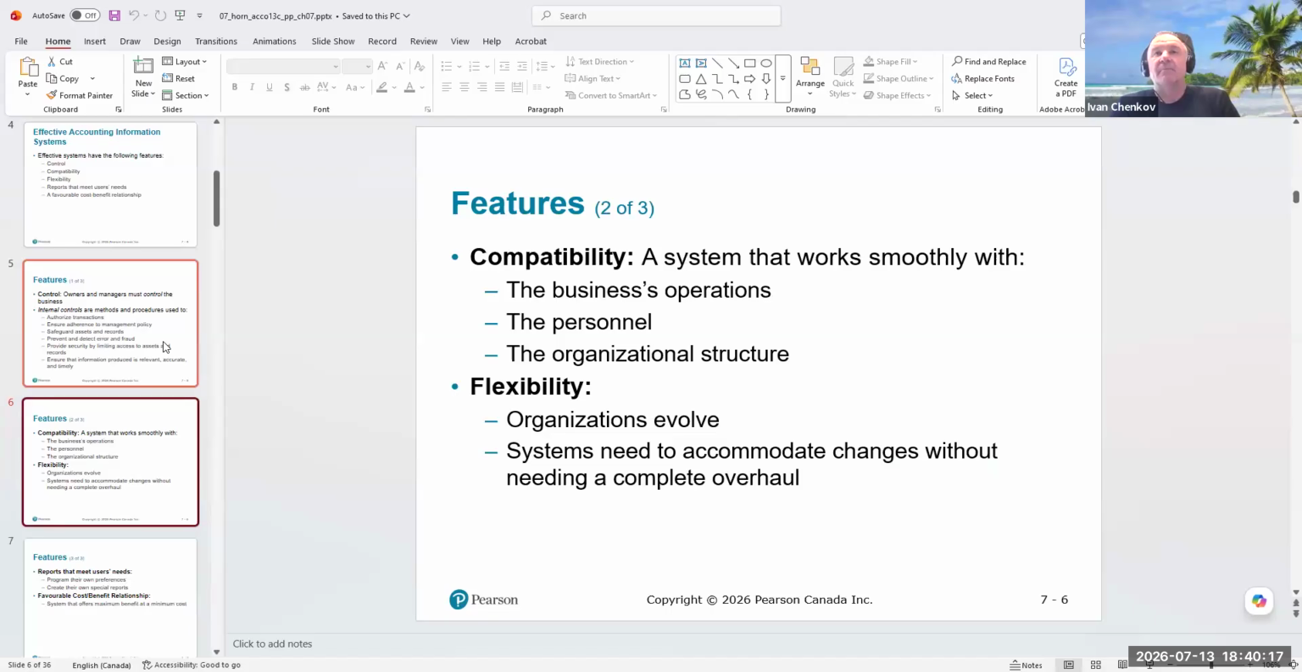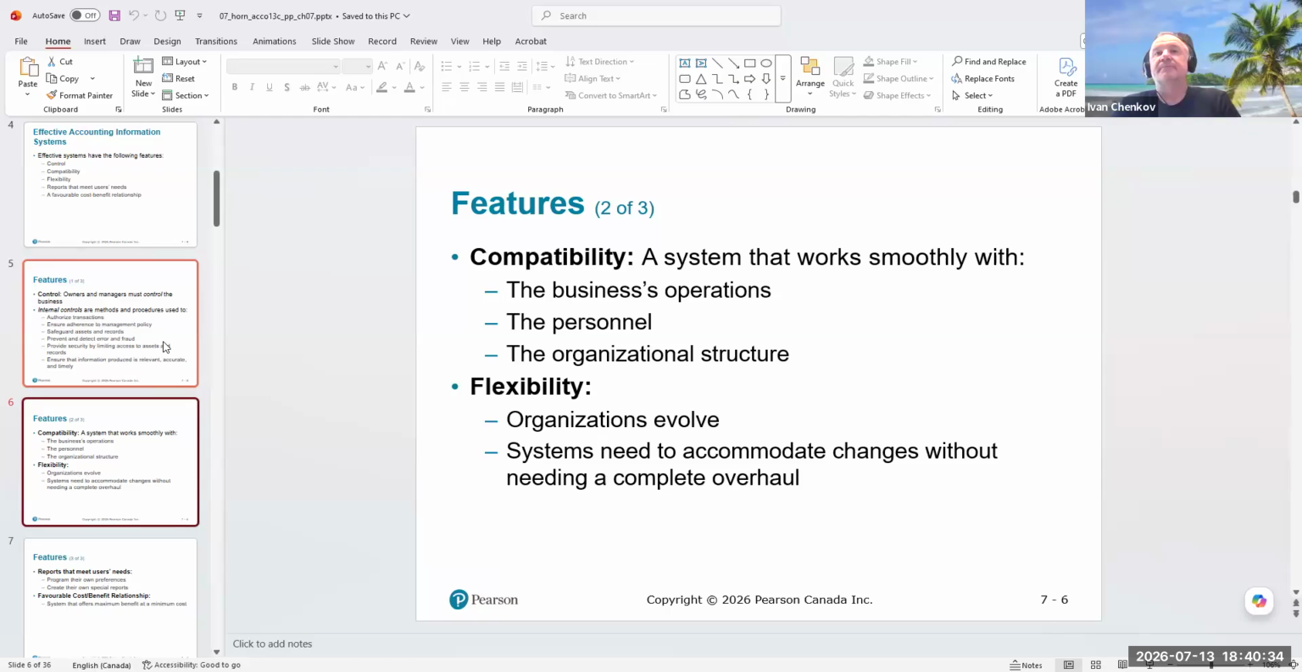Compatibility means this accounting software system should work smoothly with the business operation, with the personnel, and with the organizational structure. So it can be easily compatible with all those different aspects of our organization.